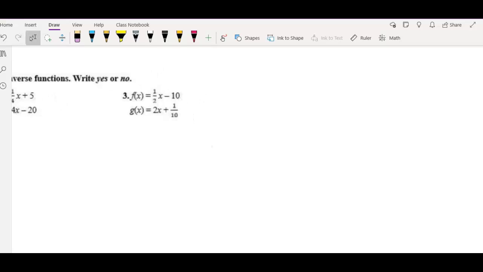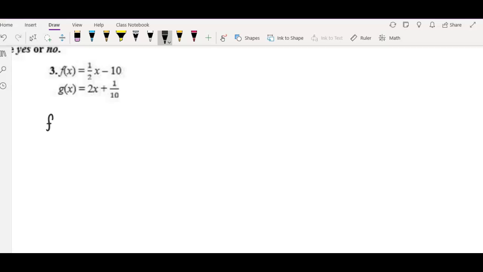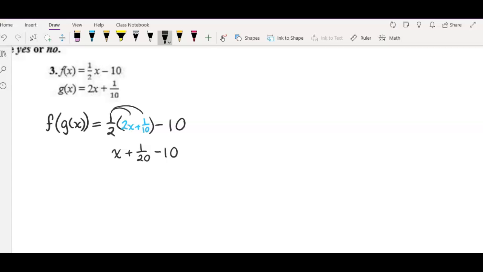Let's scroll down to this example 3 in our notes and test this one. We want to find f of g of x. So I'm going to start with my f function, 1 half x minus 10. I'm going to take out x, and I'm going to put g of x inside of it, 2x plus 1 tenth, and simplify. If I multiply by a 1 half, I now have x plus 1 20th minus 10. Since I don't have a calculator handy, 10 would be 200 20ths. So I have a common denominator, which would give me x minus 199 over 20, which does not equal x.